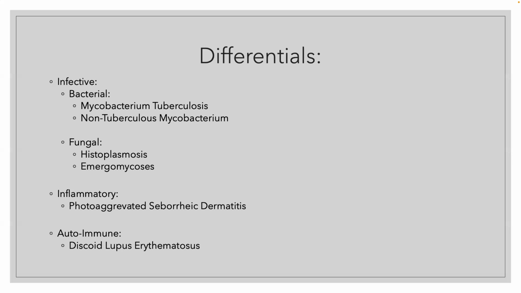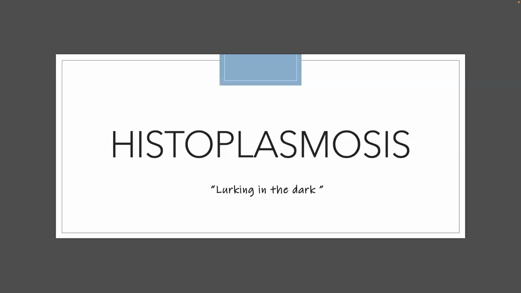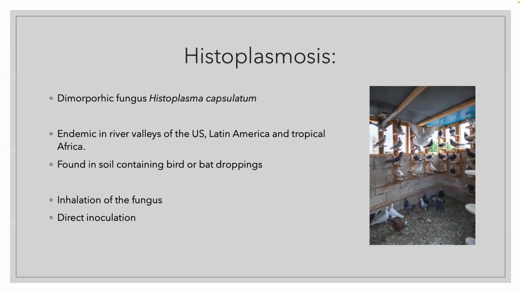Multiple skin biopsies were taken for H&E as well as culture. This brings me to histoplasmosis. So, histoplasmosis is caused by the dimorphic fungus Histoplasma capsulatum. Particularly high endemicity occurs in the river valleys of the US, Latin America, and tropical Africa.